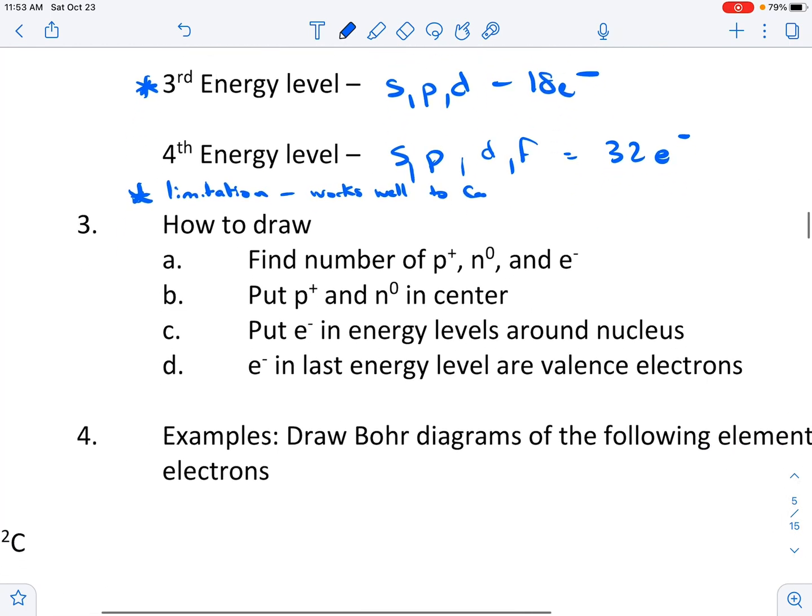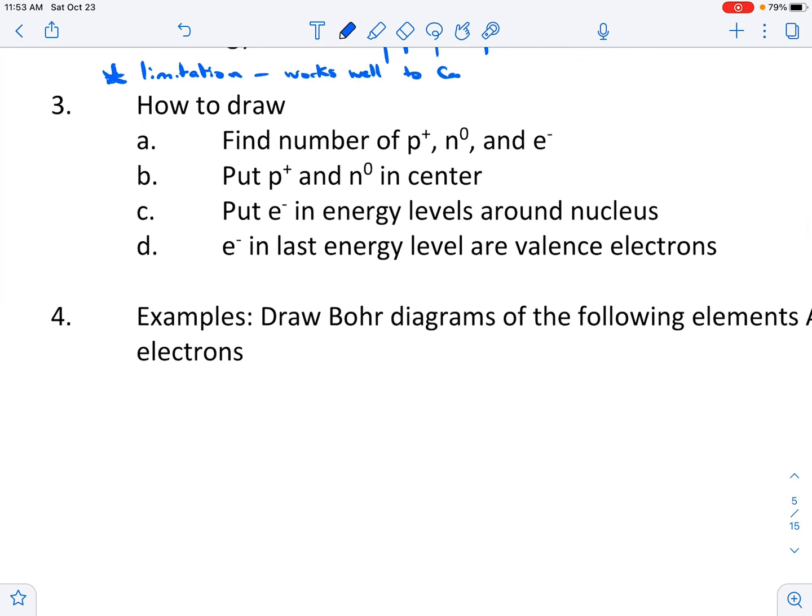So how to do our Bohr model is very, very simple. The first thing that we do is we find protons, neutrons, and electrons. We do that by, remember right now, our protons and electrons are the same, right? And these are our atomic numbers.